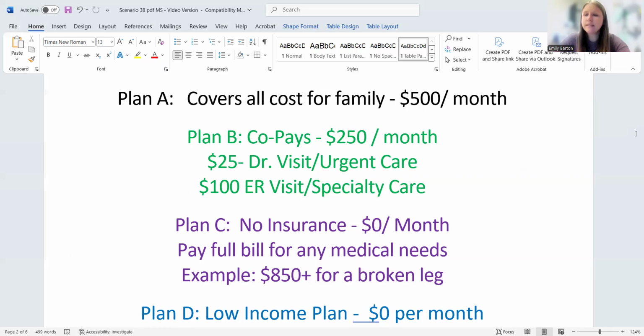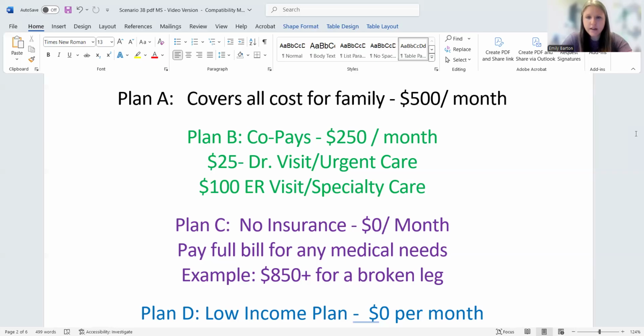Plan B is similar, but you're going to have a copay plan. What that means is you're going to pay $250 a month, so you're paying less each month. But for those flu visits, urgent cares, small things, you're going to pay $25 for the visit to take care of it. Those big things like broken arms, you're going to pay $100. If it happens, you may not get any medical things to happen during the simulation. So cheaper per month, but if something happens, you pay a little. That's the Plan B insurance.